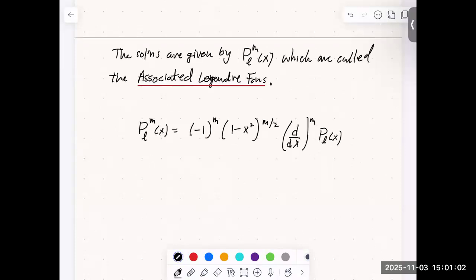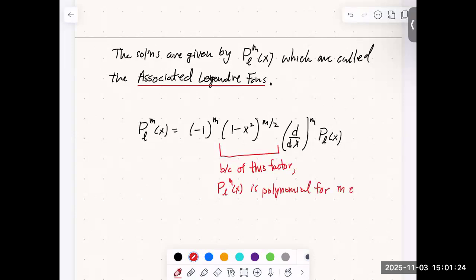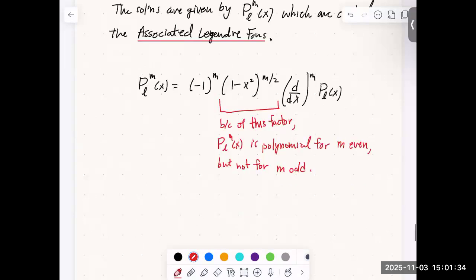Okay, so because of this factor, P_L^m of x is a polynomial for m even, but not for m odd. Okay, so let's do an example.